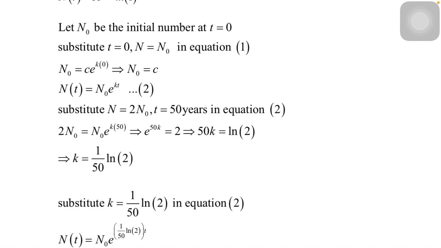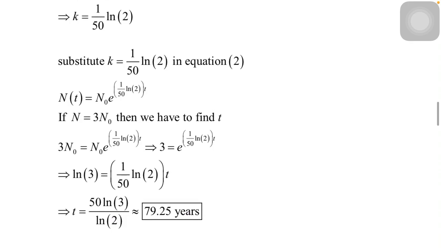According to the definition, a power x equal to n means x equal to log n base a. So 50k is equal to log 2, k is equal to log 2 base e. I mean k is equal to log 2 by 50. So substitute k is equal to 1 by 50 log 2 in equation 2. Okay.